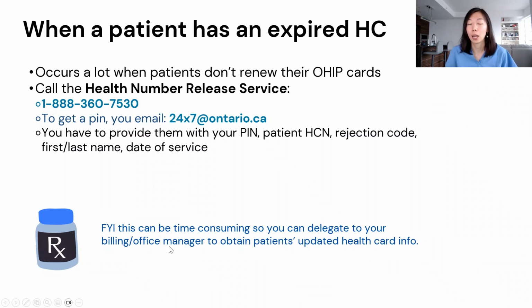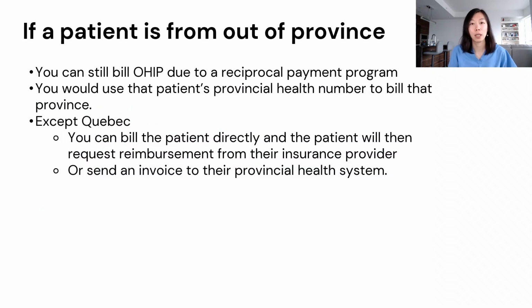This can often be time consuming, so this might be something you can delegate to your office manager or your billing manager. If you have a patient that comes from out of province, you can still bill OHIP because there is a reciprocal payment program, and you would just ask that patient for their health card number, and then you would bill that province. The exception is Quebec, where you might either bill the patient directly, and then the patient will request reimbursement from their provincial insurance provider, or you can send an invoice to their provincial health system.